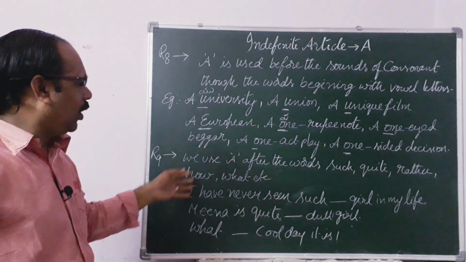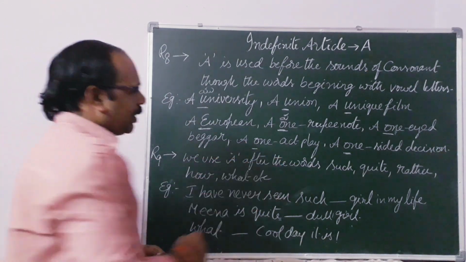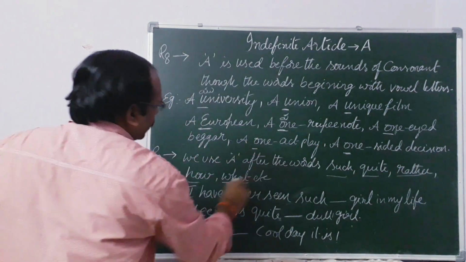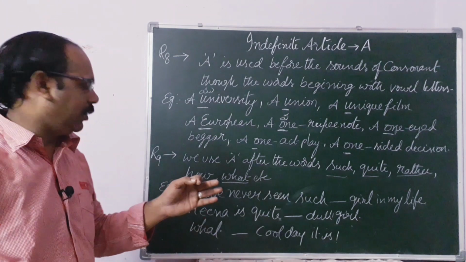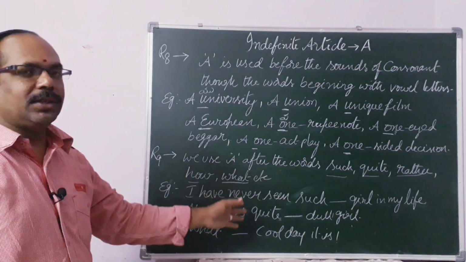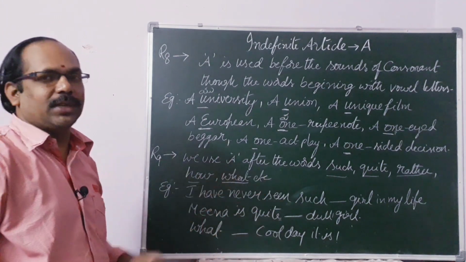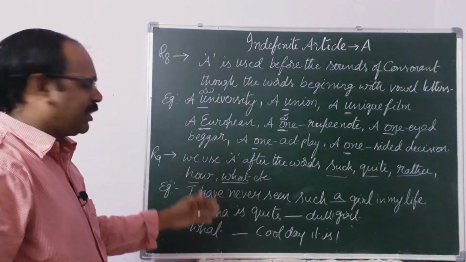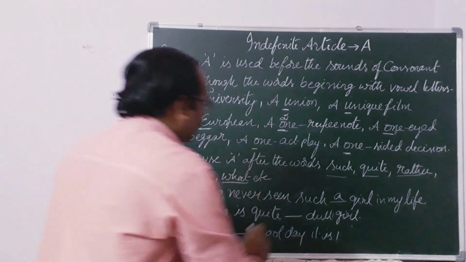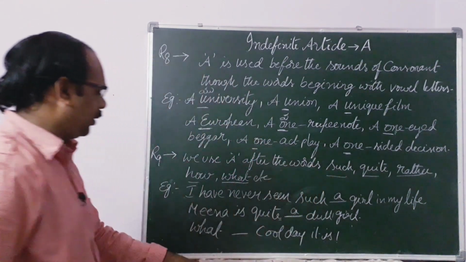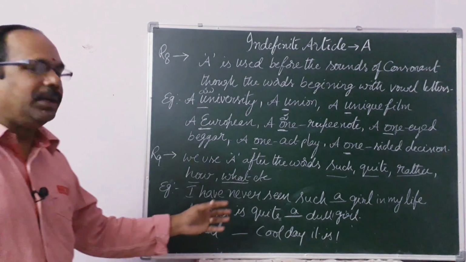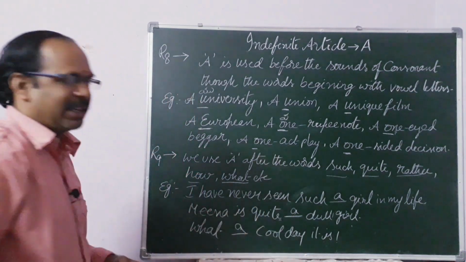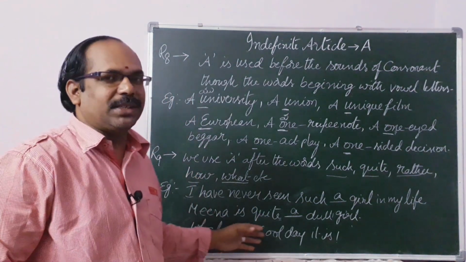And the next rule is, we use a after these words: such, quite, rather, how, what. I have never seen such a girl in my life. Meena is quite a dull girl. And next, what a cool day it is. What a hot day it is. We can write like that in exclamatory sentences with what plus a construction.